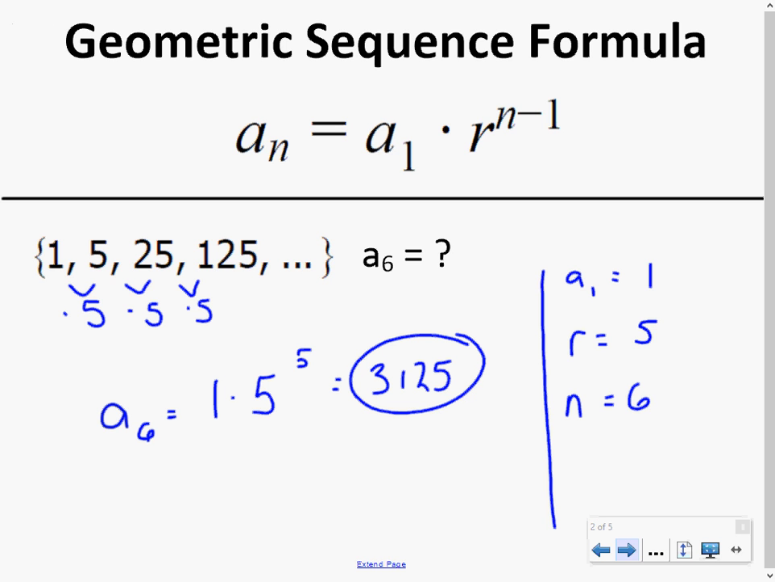Now, you might be thinking that seems a little big. But remember, with geometric sequences, we're multiplying by some number over and over and over. If that value is greater than 1, it's going to look like exponential growth, right? It's going to grow very quickly.